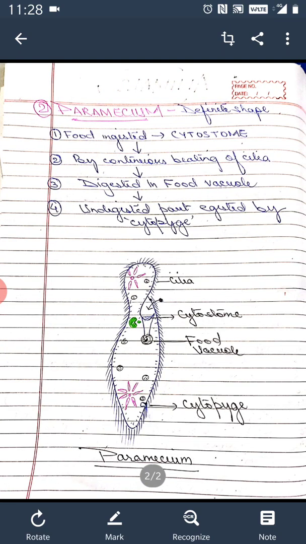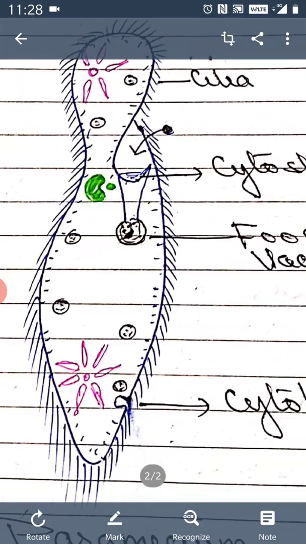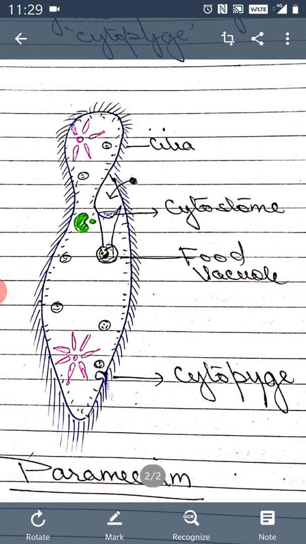Next we are going to see how nutrition occurs in paramecium. Paramecium has a definite shape and it also has a mouth and an anus. The mouth of paramecium is known as cytostome and the anus, from where the undigested food is going to exit, is known as cytopyge. We also know that the whole body of the paramecium is covered with small hair-like projections known as cilia.